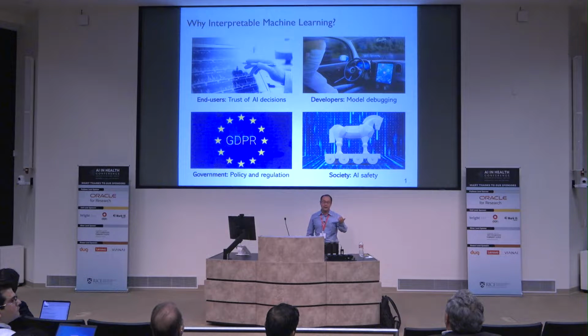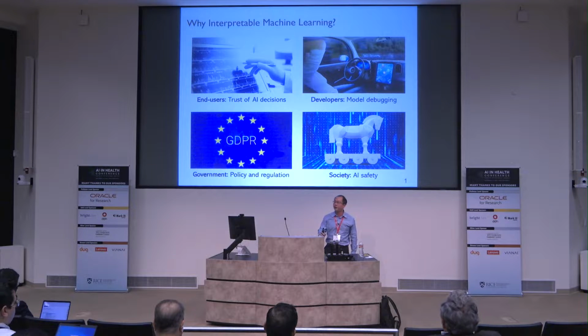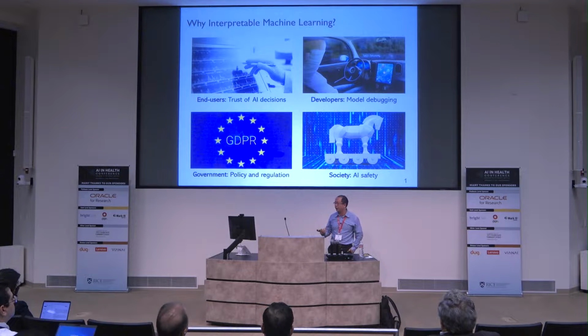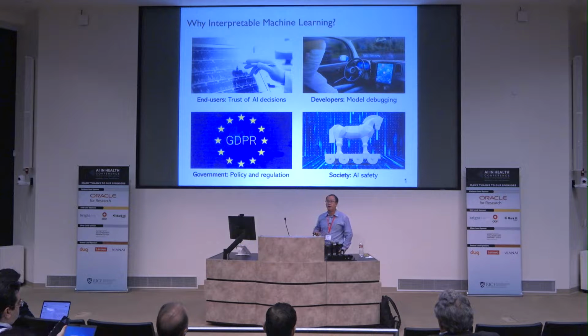In addition to that, we also see interpretable machine learning playing a very important role in many other applications, such as autonomous driving. Because of the importance of interpretable machine learning, governments have developed policies and regulations, such as the GDPR, released a couple of years ago, and society is considering interpretable machine learning a more and more important tool to tackle AI safety problems.